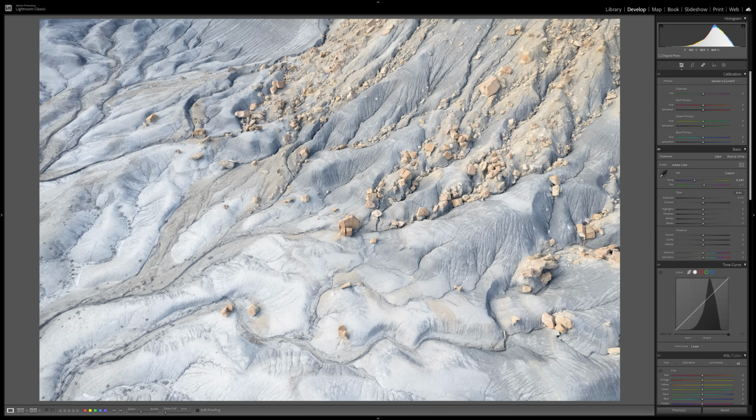Okay, so what about the opposite of positive clarity? What about negative clarity? What can we use negative clarity for? Well, let's take a look at this image. This is an aerial photo captured using a DJI Air 2S drone. This is a raw DNG file. Nothing has been done to it. I haven't edited this image at all. It is straight out of the drone, straight out of camera.